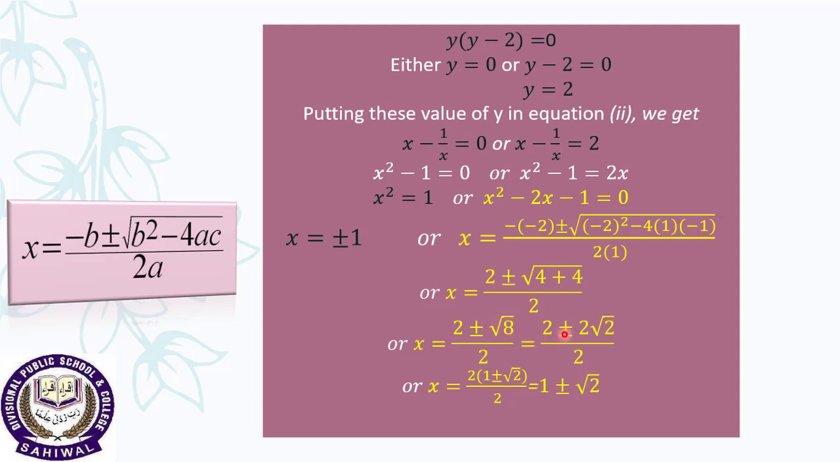Writing the square root of 8 as 2 square root of 2, we get 2 plus minus 2 under root 2 over 2. Taking 2 as a common in the numerator, we get 2 times 1 plus minus square root of 2 over 2. Cancelling 2 with the 2, after cancellation we get 1 plus minus square root of 2. So we get 4 values of x: plus minus 1 and 1 plus minus square root of 2. So the solution set is plus minus 1 and 1 plus minus square root of 2.